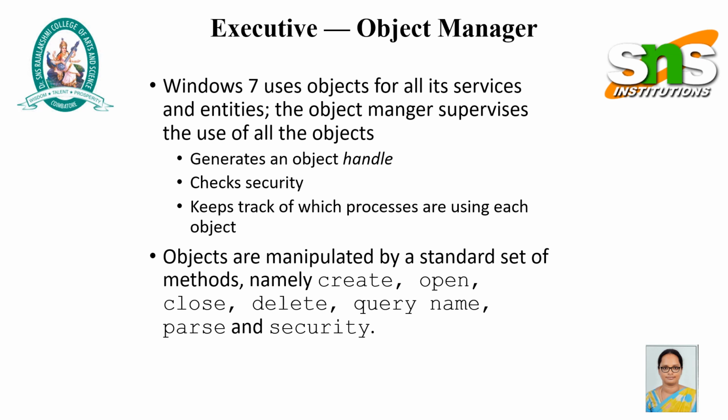Executive object manager. Windows 7 uses objects for all its services and entities. The object manager supervises the use of all the objects, generates an object handle, checks security, and keeps track of which processes are using each object. Objects are manipulated by a standard set of methods, namely create, open, close, delete, query name, parse, and security.